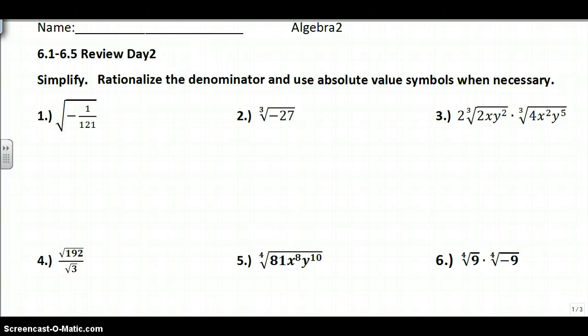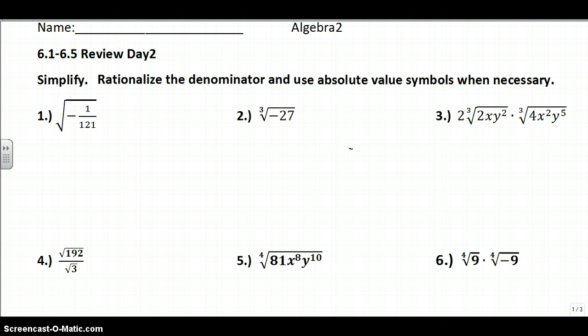In this video, I will be doing the first part of the Chapter 6 test review. Remember, your test tomorrow is over the first 5 sections of Chapter 6, which has a lot of radical expressions and equations. And remember, there are a lot of rules that you have to keep track of. That's what makes this so difficult, is there are a lot of rules that you have to keep straight.